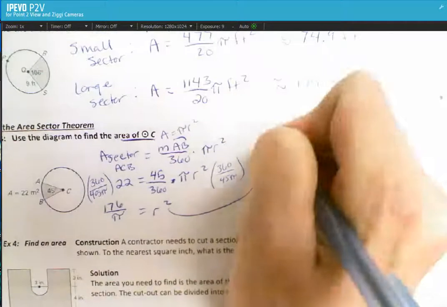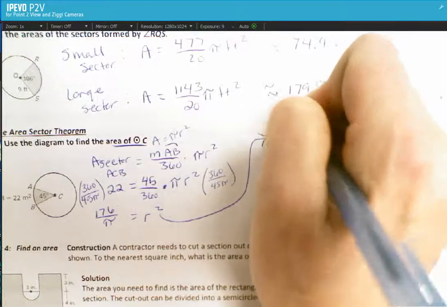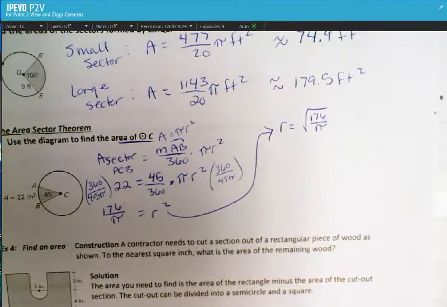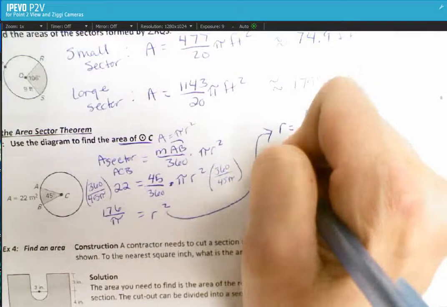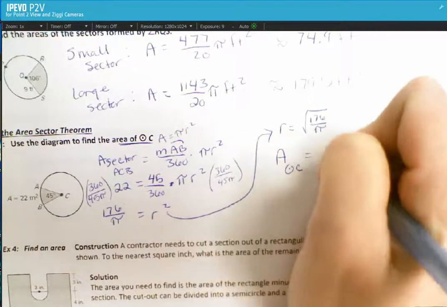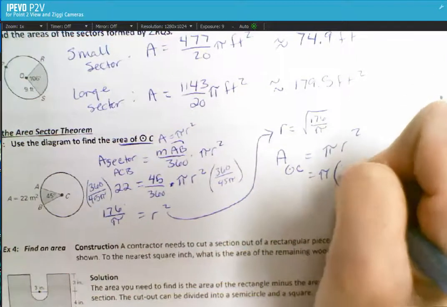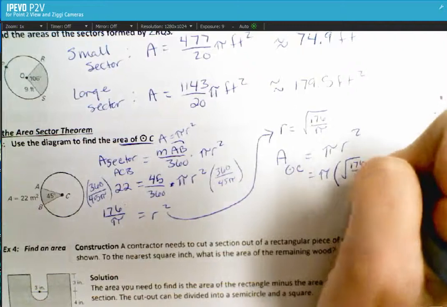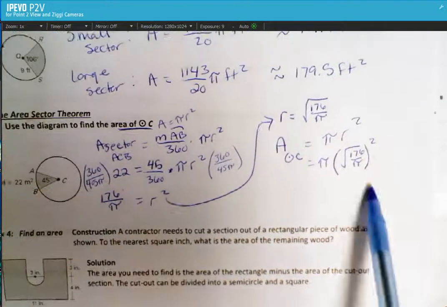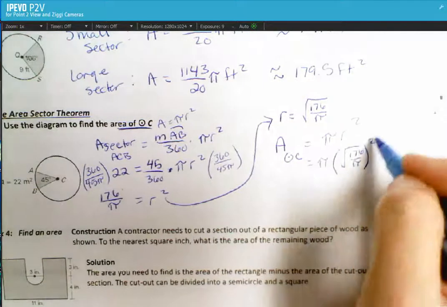So that must mean I have to take the square root of both sides, so that r is equal to the square root of 176 over pi. Now that I know what r is, I can find the area of the circle. So the area of circle C is going to equal pi r squared. So that means pi times the square root of 176 over pi, all of that squared.